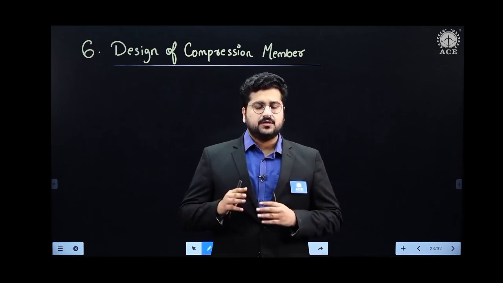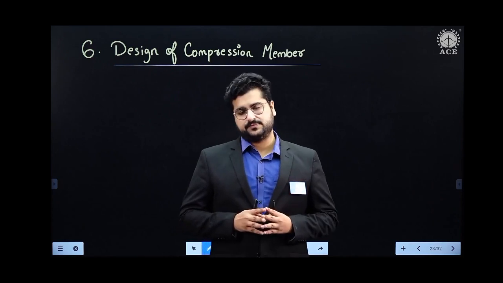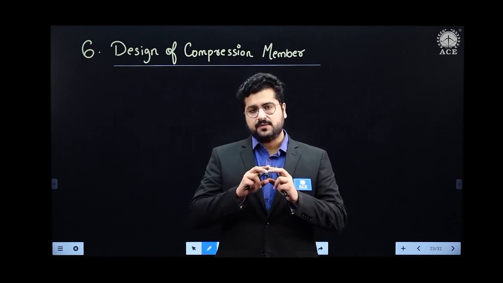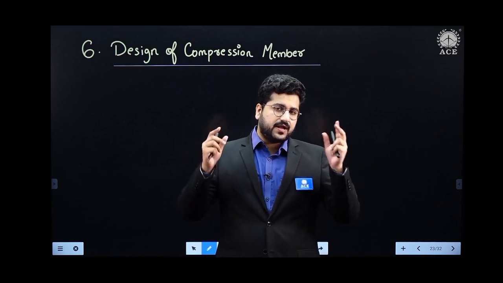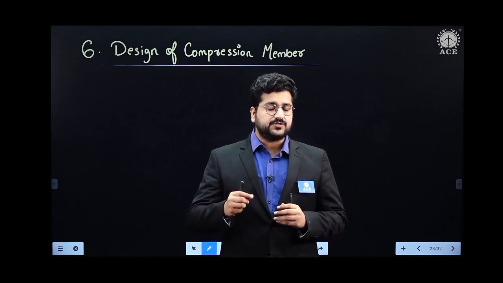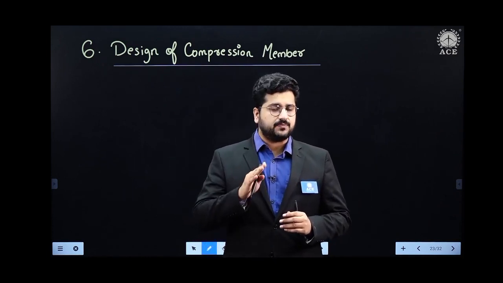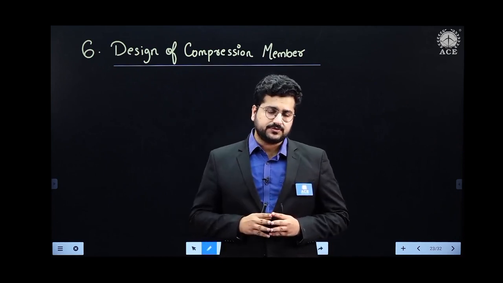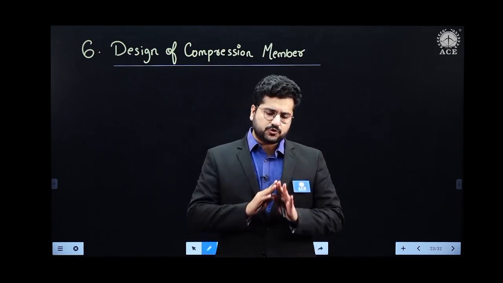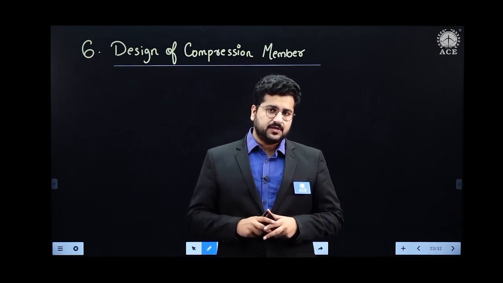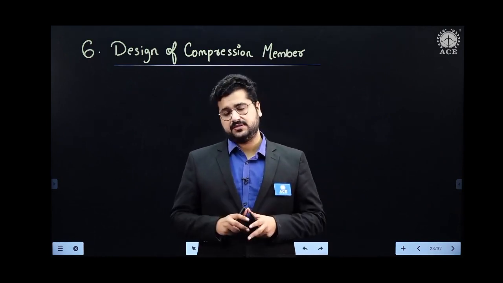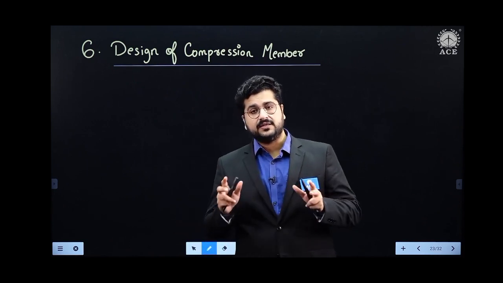Now, what would be the ideal case? The ideal case would be that the member is perfectly straight. The load is applied at the center of gravity of the cross section, due to which we can assume that the entire cross section will be subjected to uniform stresses. There is no initial curvature or crookedness present inside the member, as well as no residual stresses. If all these conditions exist, then we can say we are dealing with the ideal compression member.